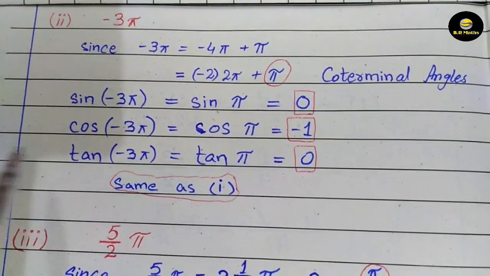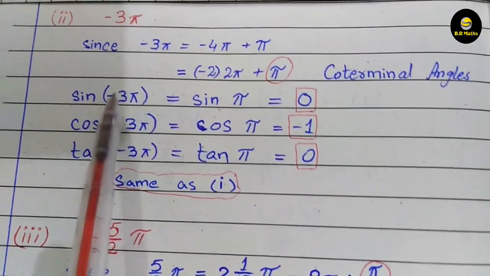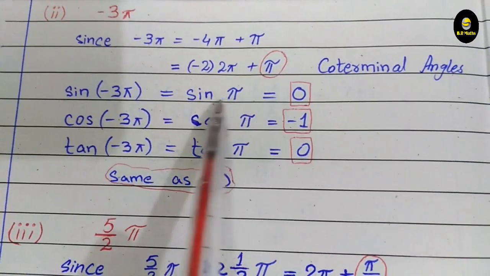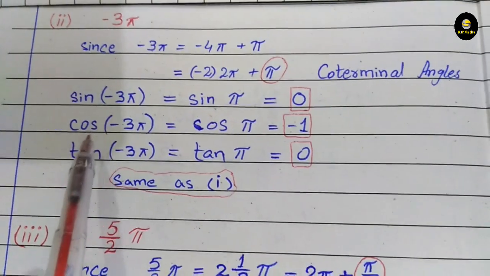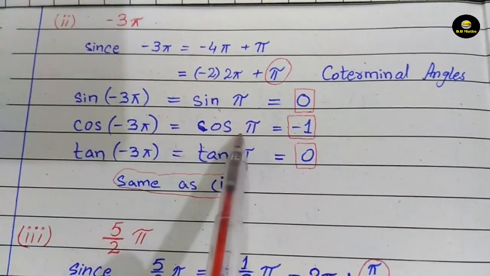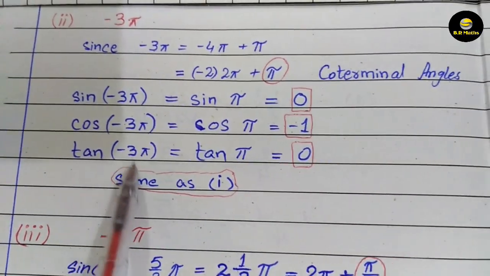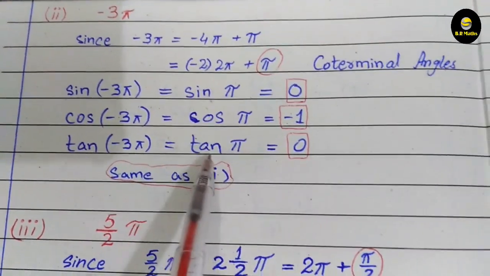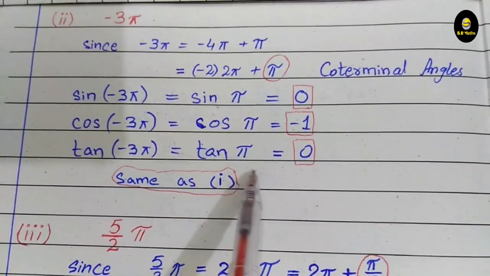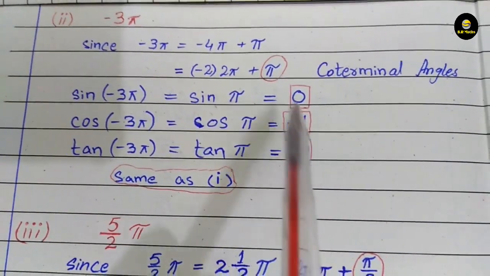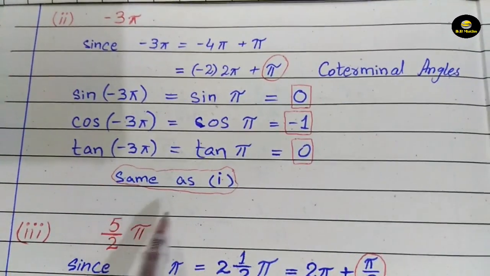According to similar question number 1, sine minus 3 pi becomes sine pi and the result is 0. Same, cos minus 3 pi becomes cos plus pi, result is minus 1. And tan minus 3 pi is equal to tan simple pi and the result is 0. And all remaining parts are same as 1.